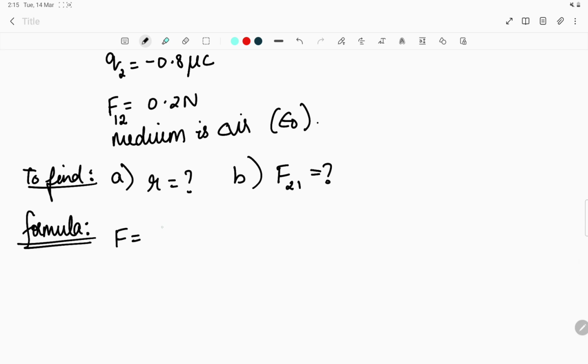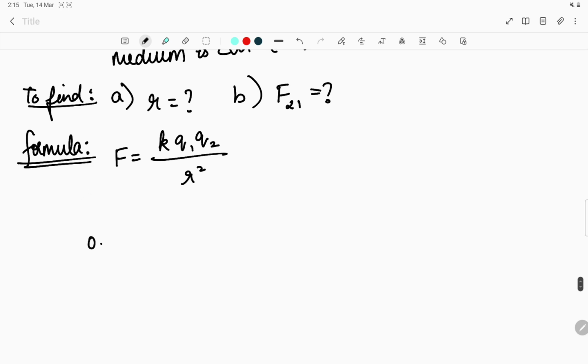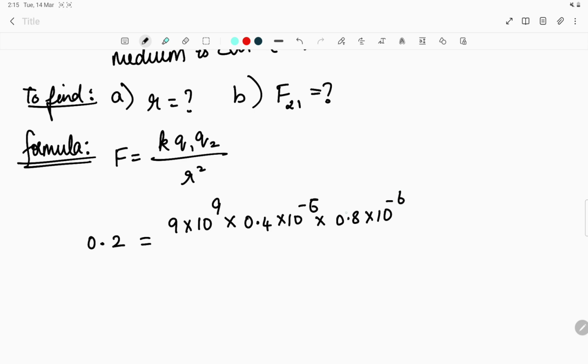That is F is equal to K into Q1 Q2 divided by R square. Force is given, so we have 0.2 Newton. Don't write the unit right now. Into what is the K value? 9 into 10 to the power 9, into Q1. How much is Q1? 0.4 into 10 to the power of minus 6 coulomb because of micro. And you have another charge which is negative. We will only take the magnitude here, so it is equal to 0.8 into 10 to the power of minus 6. Divided by the distance.